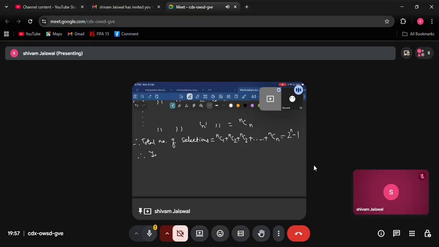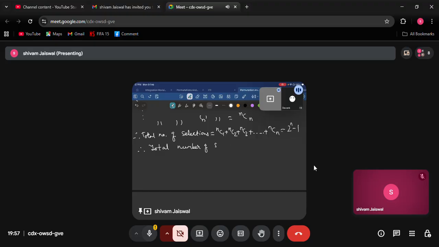Therefore, the total number of selections of at least one out of n distinct things will be equal to 2 to the power n minus 1.